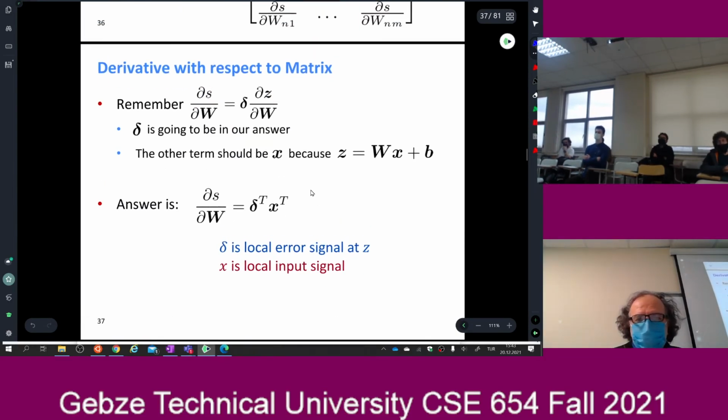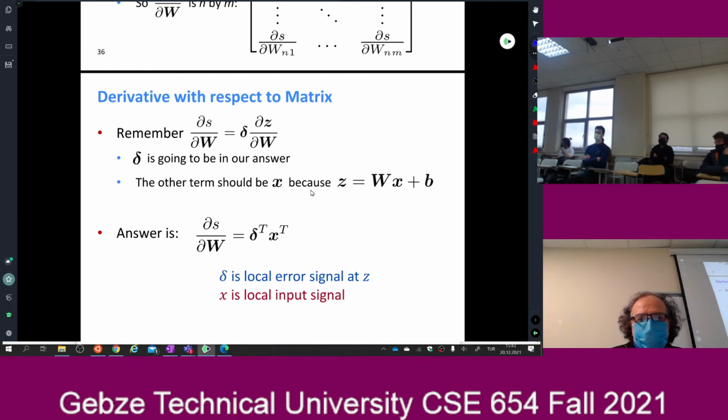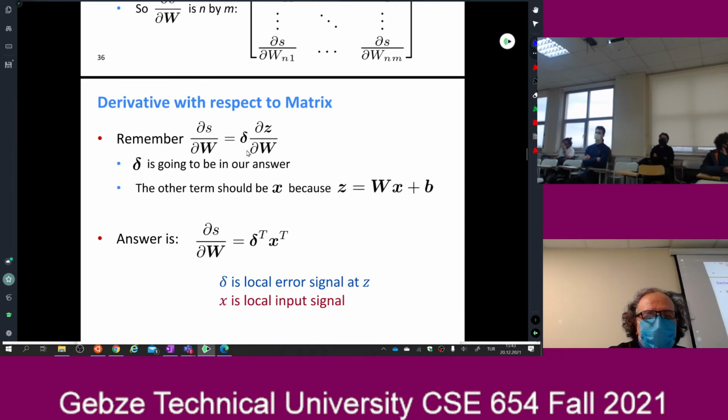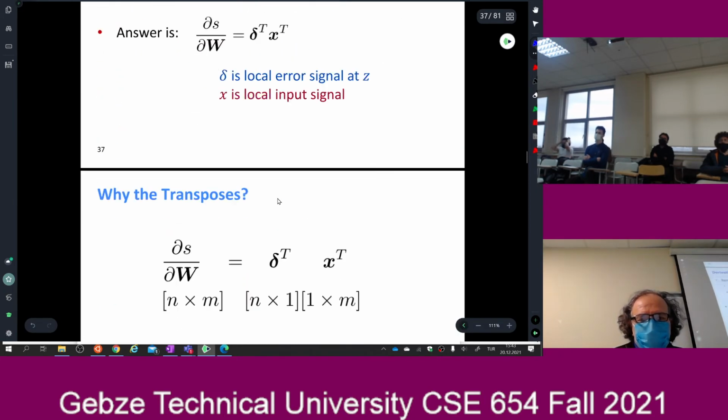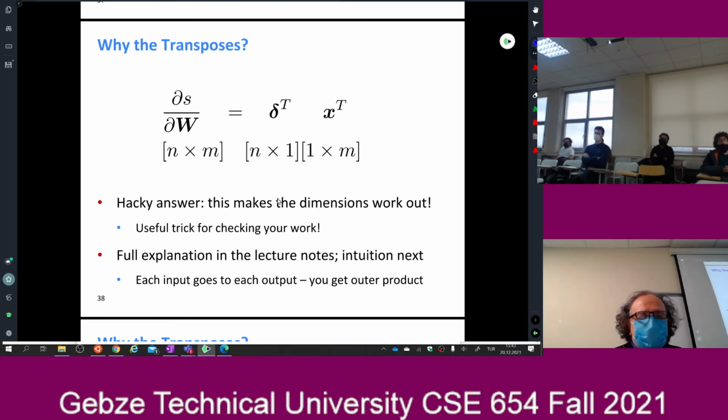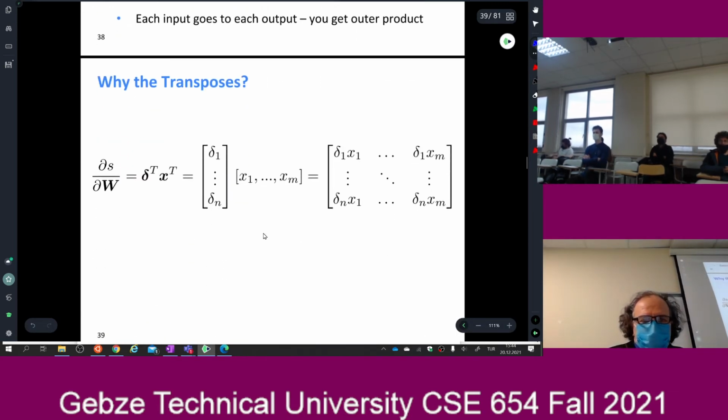So we know this already. Z is this much, and I came down to Z. I already know that one, and I can add this multiplication and come back with the derivative with respect to W.